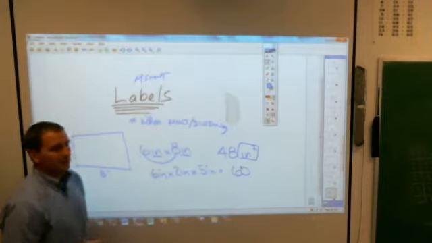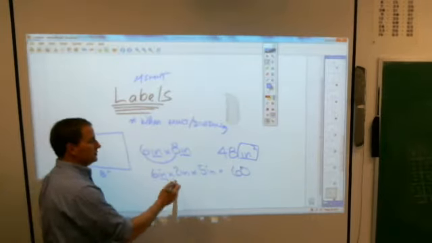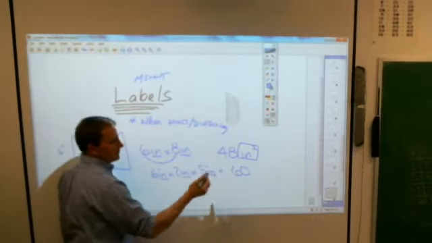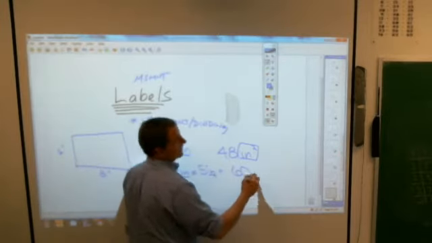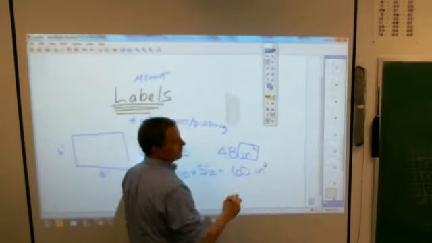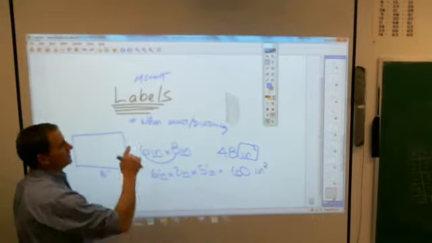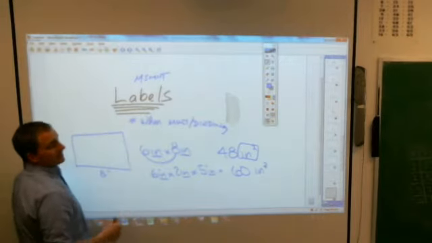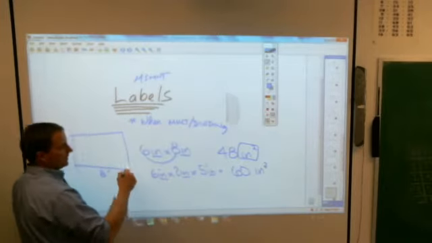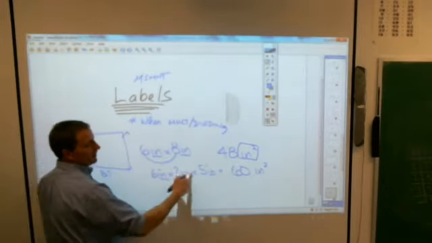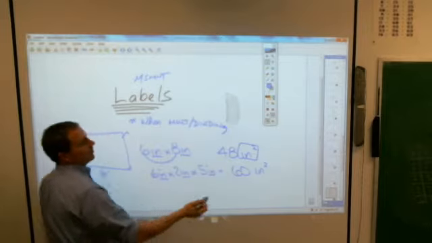What will my label be? Well, you have inches times inches times inches. Inches cubed. Exactly, inches cubed. You must watch out for labels because they have to get multiplied as well. And that's why volume, when you multiply length times width times height, you get cubic units as your answer.